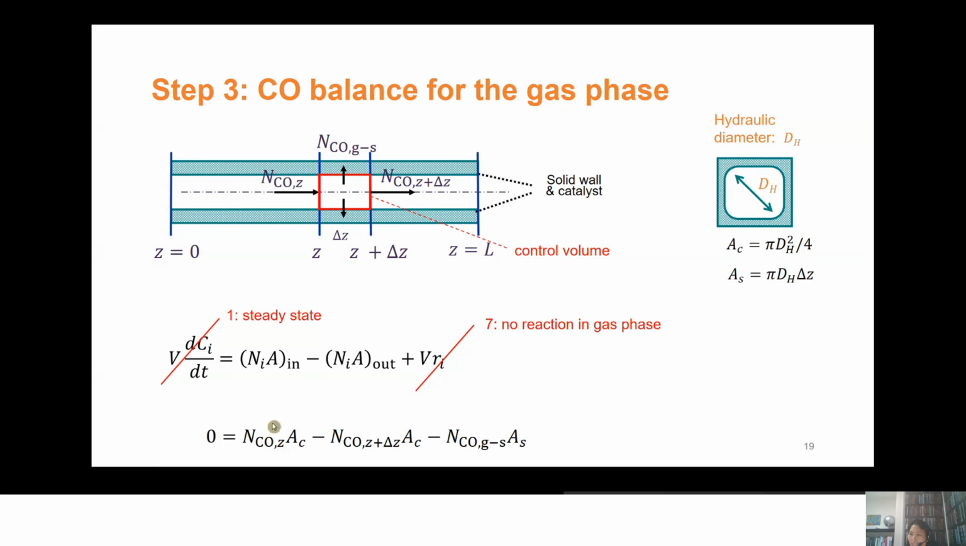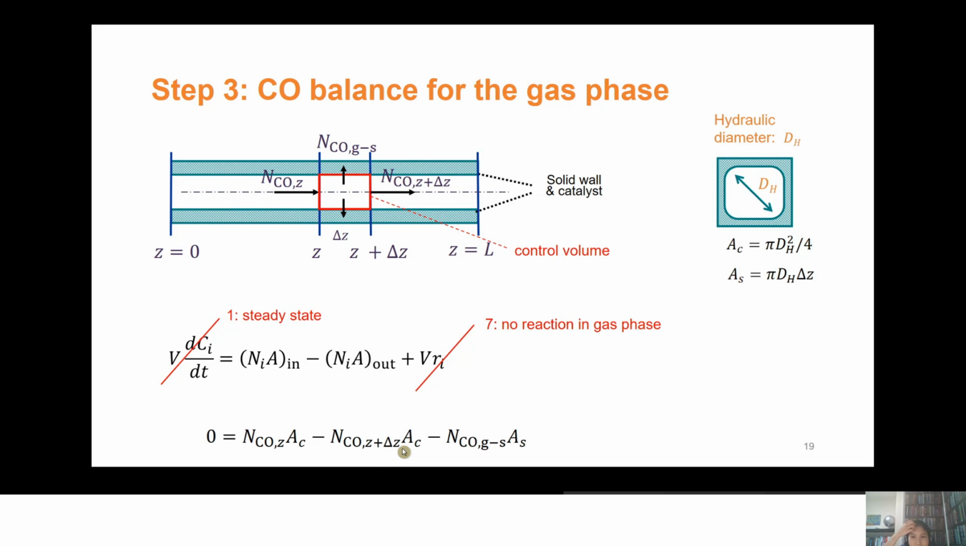So here we just write that: N_CO at Z is going in, and minus N_CO at Z plus delta Z is going out. In the axial direction, we have to multiply this by the area because this is a flux. The area that we take is the area normal to the flow in the axial direction, and we will denote that as A_C.